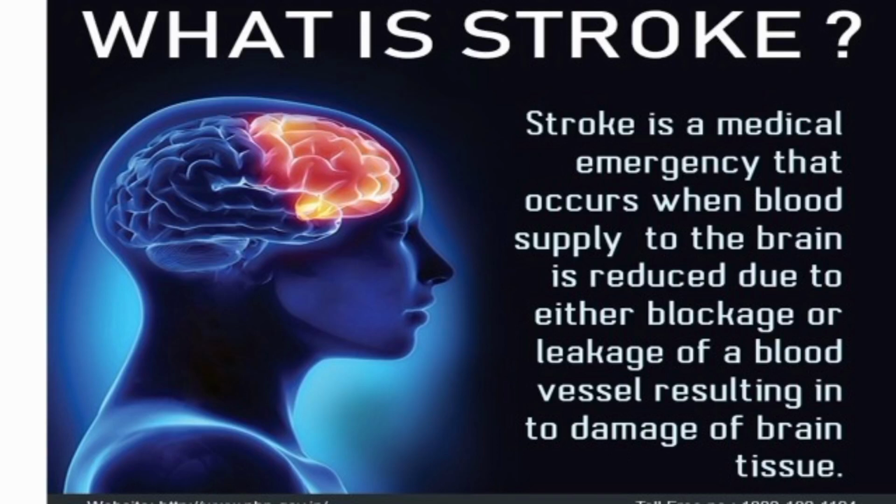Today, let us have a small discussion on stroke. So, what is stroke? Stroke is a medical emergency that occurs when blood supply to the brain is reduced due to either blockage or leakage of a blood vessel, resulting in damage of brain tissue. So, when there is an insufficient blood supply to the brain due to a clot or bleed, that will damage the brain tissue. That we used to call a stroke.